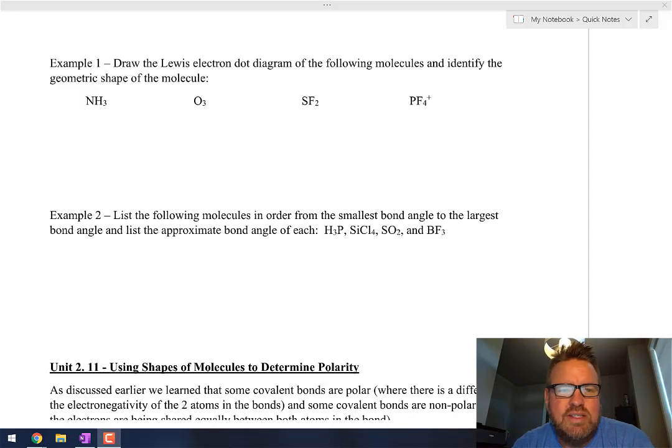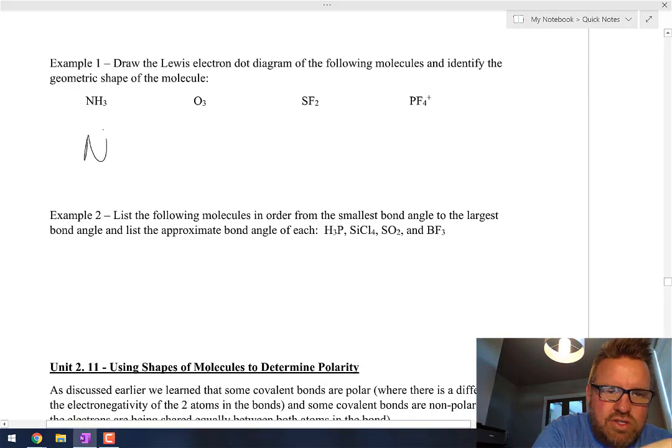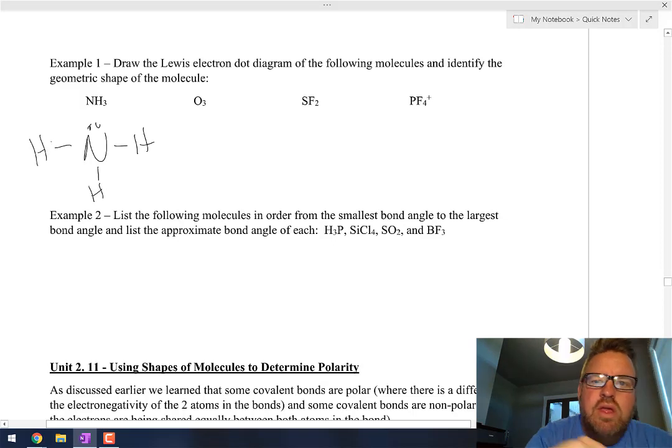All right, let's look at some examples on how to determine the shape of the molecule and identify the bond angle. The first thing we have to do is draw the Lewis electron dot diagram. For NH3, this is something we've already covered, so I'm just going to do this part rather quickly. NH3 looks like this. Then it says identify the geometric shape of the molecule.